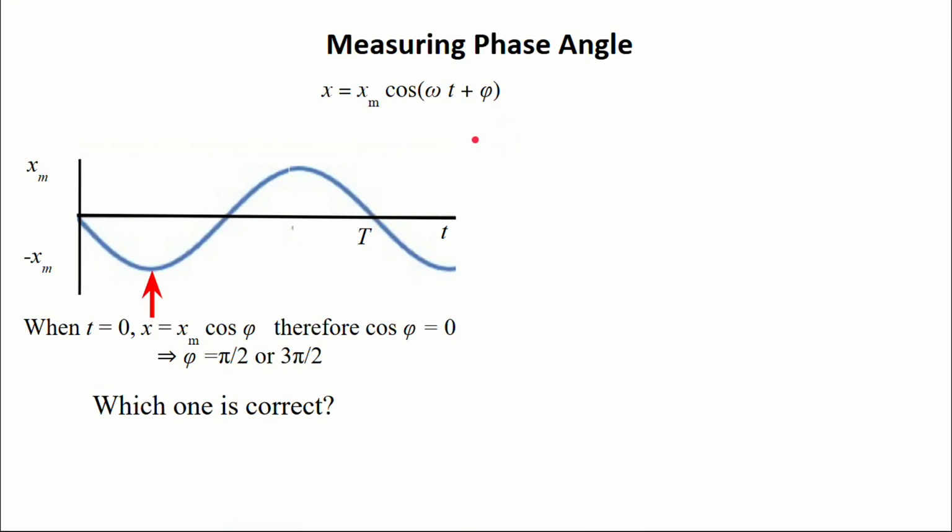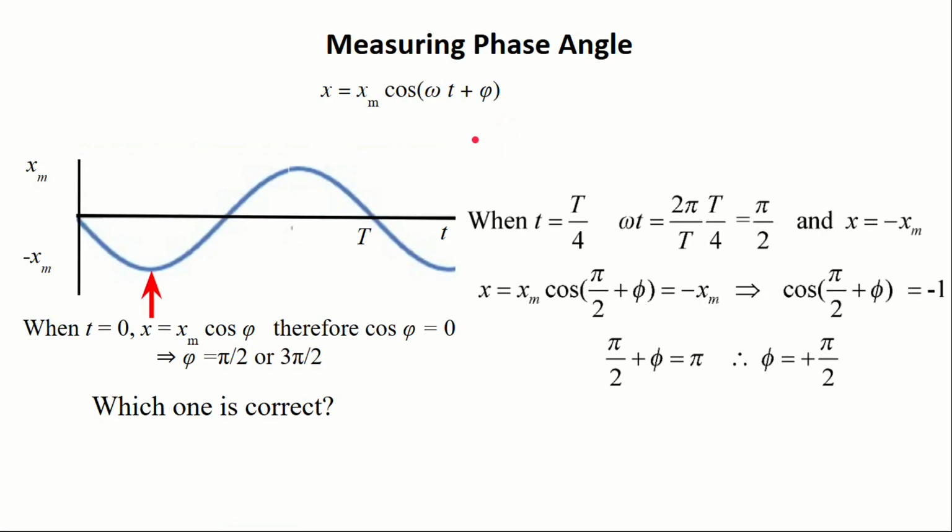Now let's take a look at the math behind this. So what we have here is if we have this point right over here, we know that's going to be a quarter of the period, so that's why we call it capital T over 4. And if we want to solve for omega t, we know omega is going to be 2 pi over T, and we multiply it by our period over 4, and that definitely gives us pi over 2.